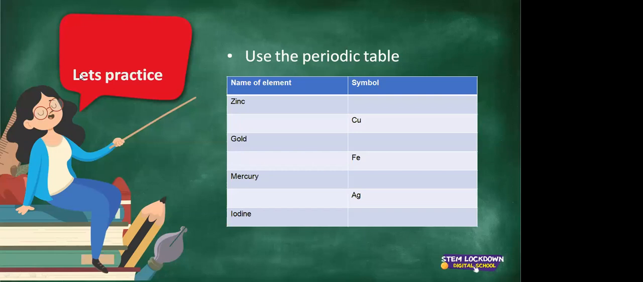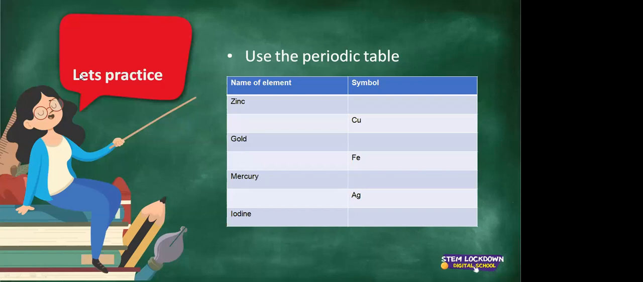And then Ag, what is the name of the symbol Ag? Grade 9, that will be your silver. I can see you all, you are participating with me. Thank you very much. And then iodine. What is the symbol for iodine, grade 9? That will be I, uppercase I, it will represent iodine.